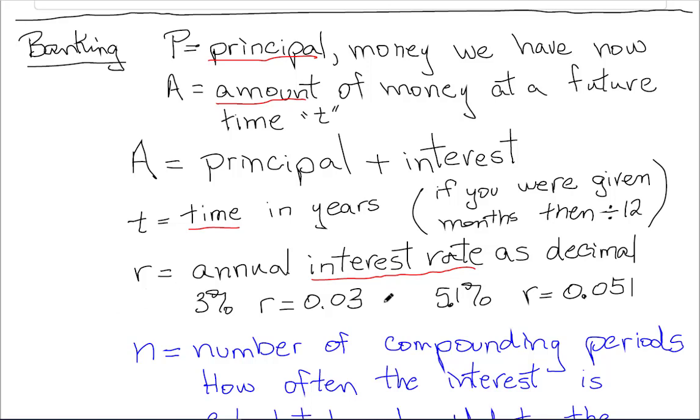r is the annual interest rate, and that's usually written as a decimal. So if they said 3% as the annual rate, then divide that by 100, and that gives you r is 0.03. If it is 5.1%, then r is 0.051.